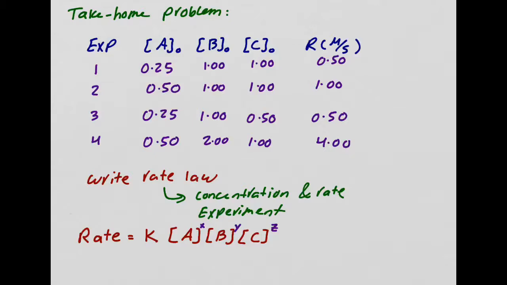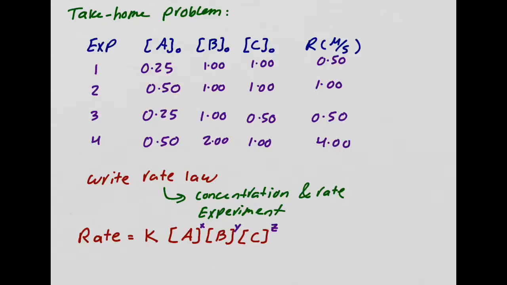The first thing I want to do is figure out the order for A. What happens to the rate when I change the concentration of A? I'm going to pick two experiments. And we said last time that it is not a good idea to have two variables changing. So you are going to pick two experiments where only one thing is changing. If I want to figure out what's going on with A, I'm going to, for example, pick experiment 1 and 2. Why 1 and 2?